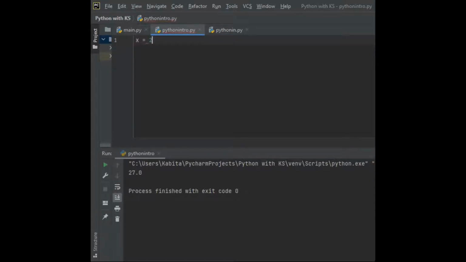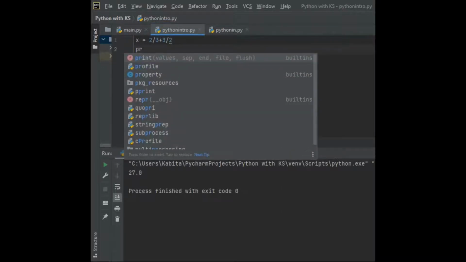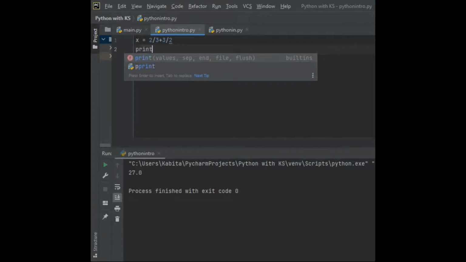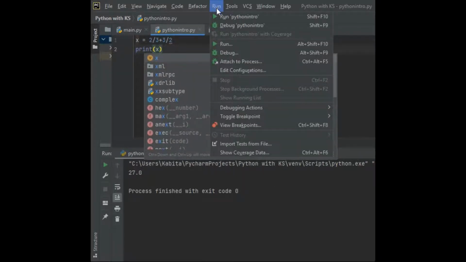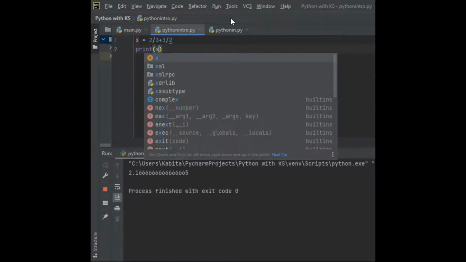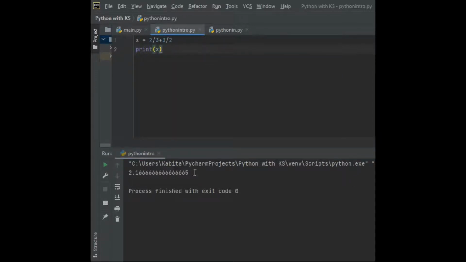X equal 2 by 3 plus 3 by 2. Let us print the result X. Here you see the result is 2.1666666.